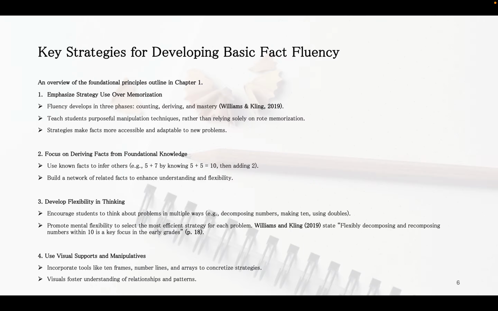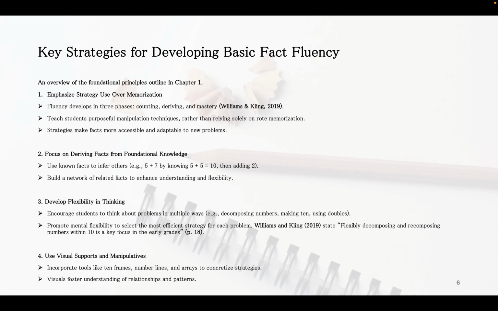Key strategies for developing basic fact fluency, an overview of the foundational principles outlined in Chapter 1. 1. Emphasize strategy over memorization. 2. Focus on deriving facts from foundational knowledge. 3. Develop flexibility in thinking. 4. Use visual supports and manipulatives. A little bit more about each one.